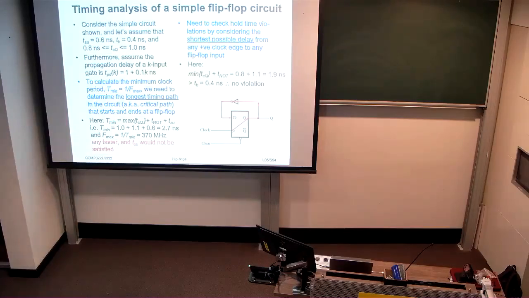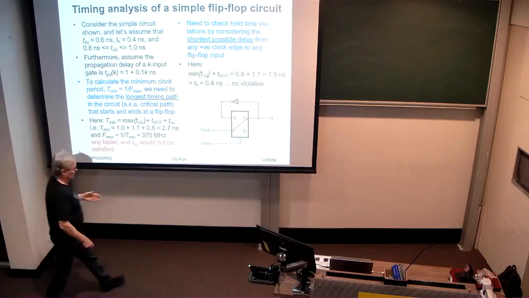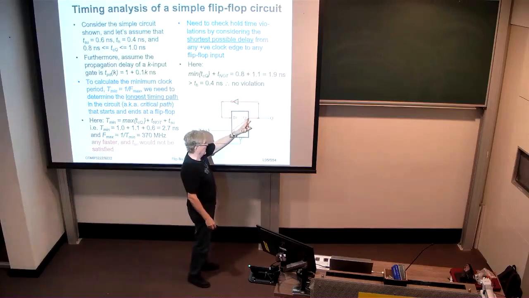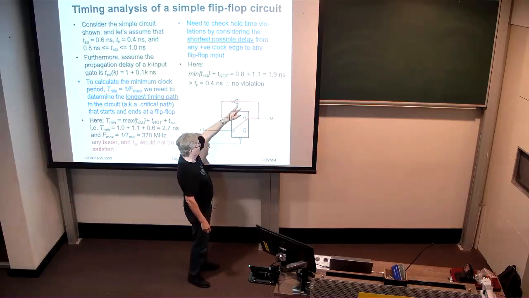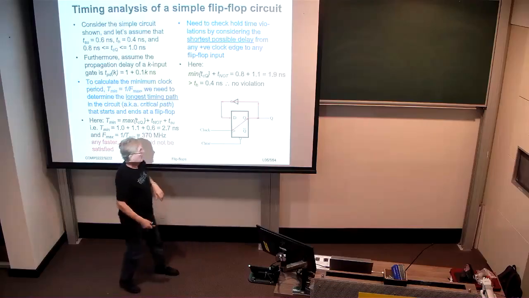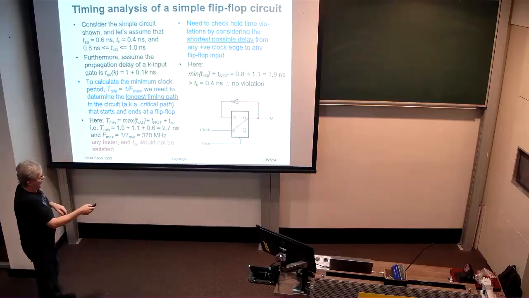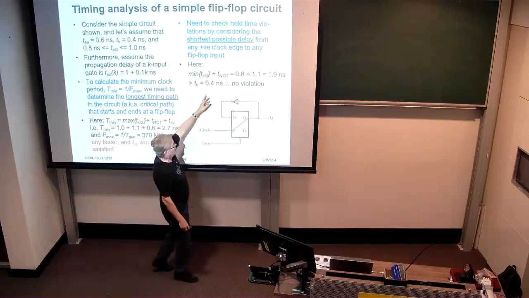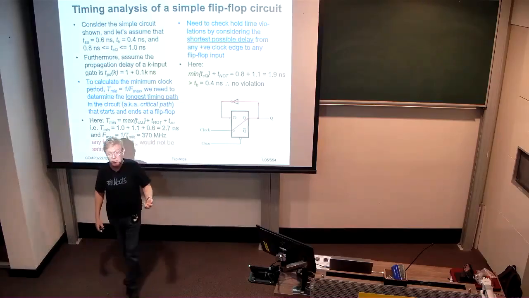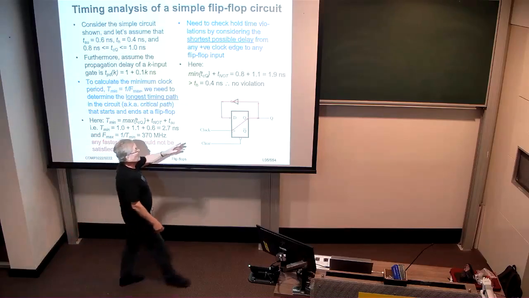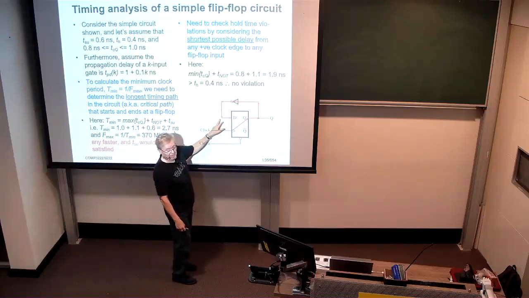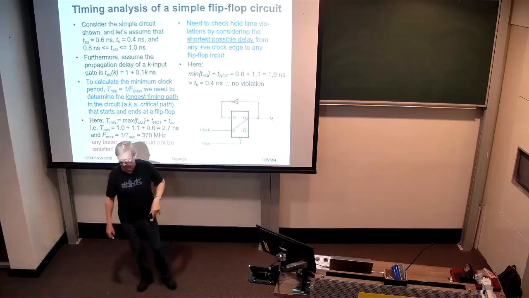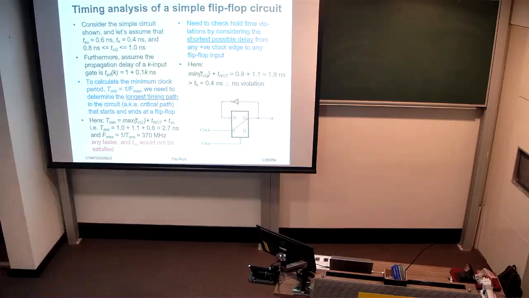So we consider the minimum possible clock to Q propagation delay plus the delay of the inverter. When we add the two together, we get 1.9 nanoseconds, and that is much greater than the 0.4 nanoseconds hold time. Therefore, we know signals can't get here fast enough to interrupt the hold time. All right? So it's going to work fine.